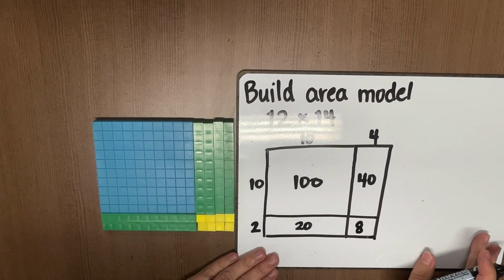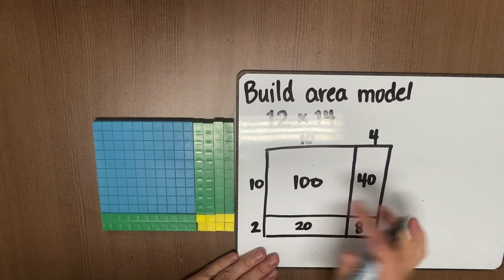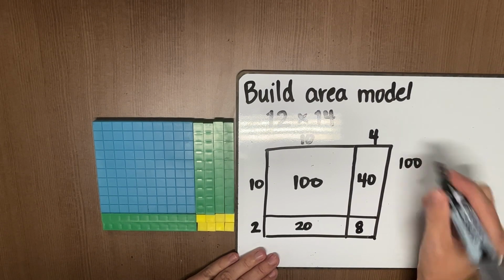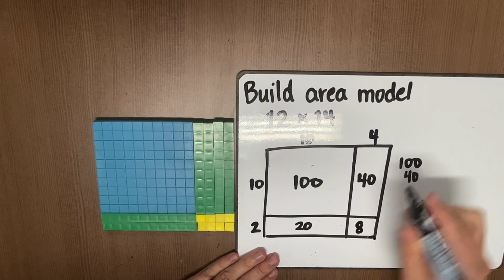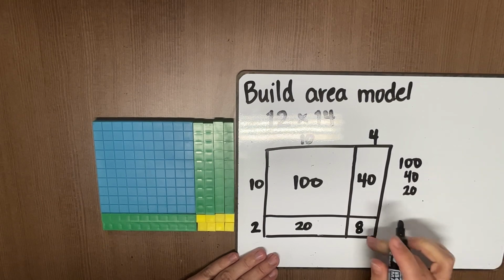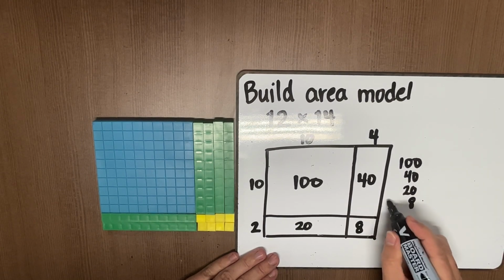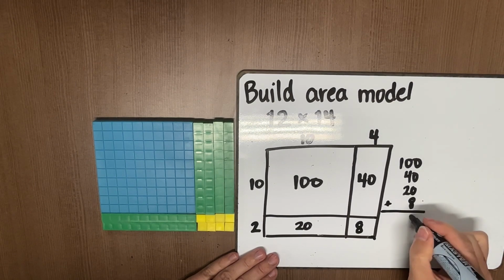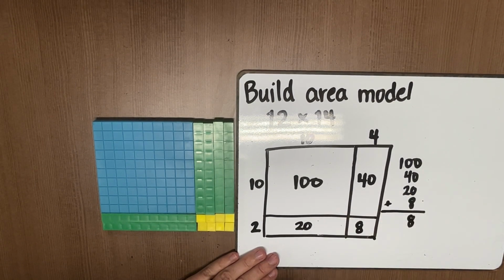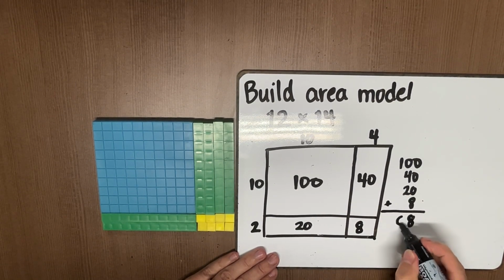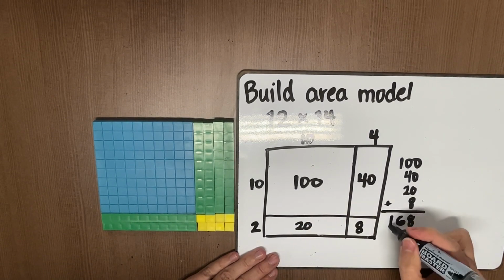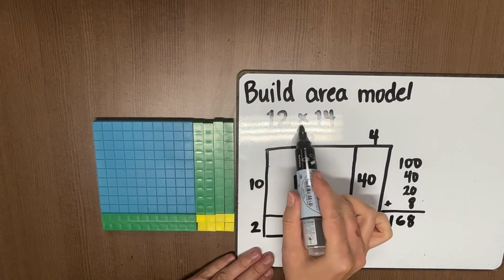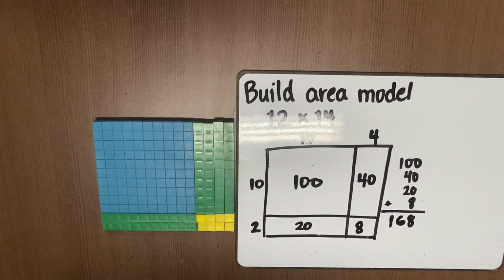Well, let's look and add that all together. I have 100 and 40 and 20 and 8. When I put that all together, I have 8 ones, 40 and 20 is 60, and just 100. 12 times 14 is 168.